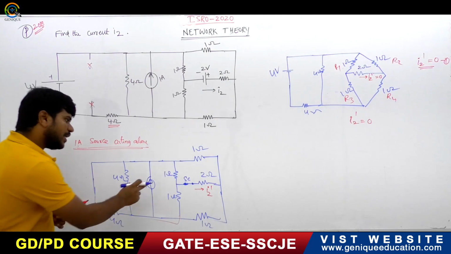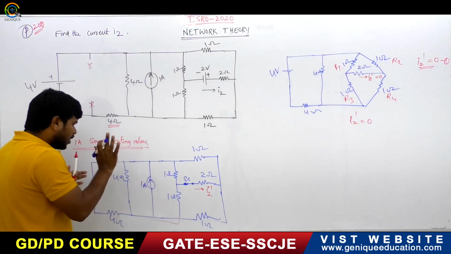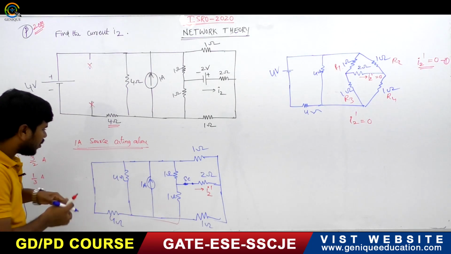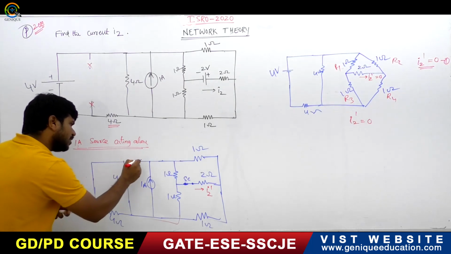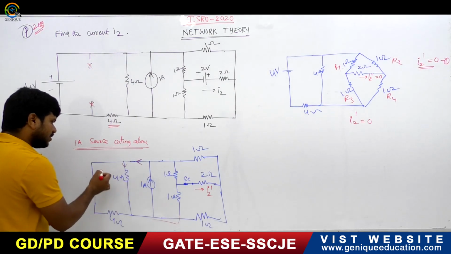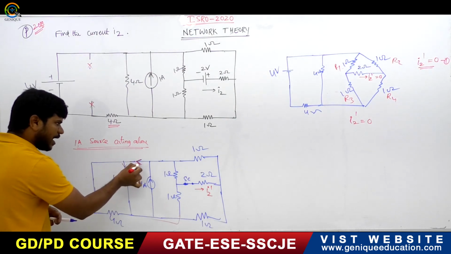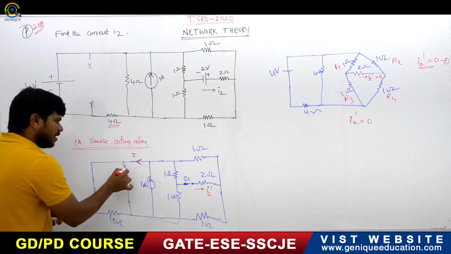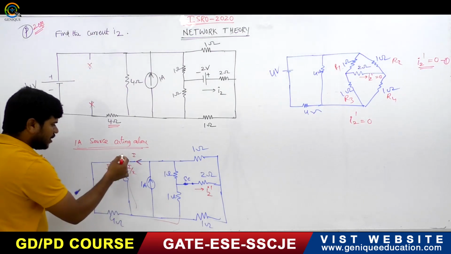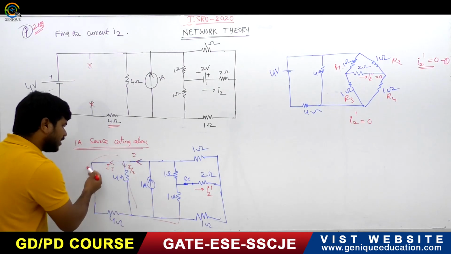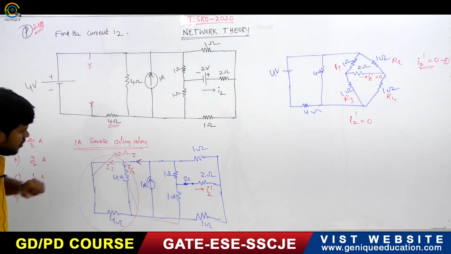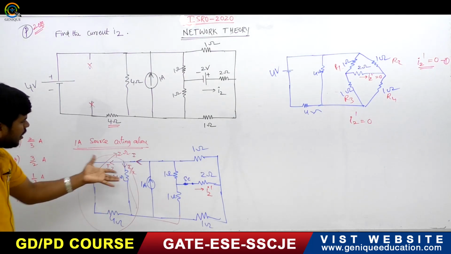Now only this circuit is acting. Observe this clearly: 4 is parallel with 4. If the current is coming like this, let us suppose some I amount of current is coming, the I is divided into I by 2 here and I by 2 here. So I can remove this 4 ohms and 4 ohms, and I can put this as 2 ohms, because these two are parallel.